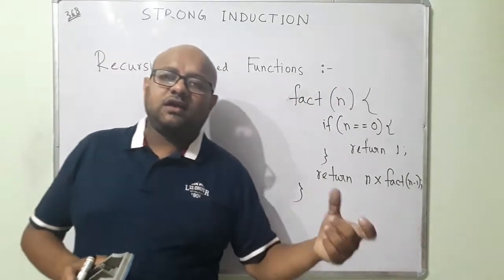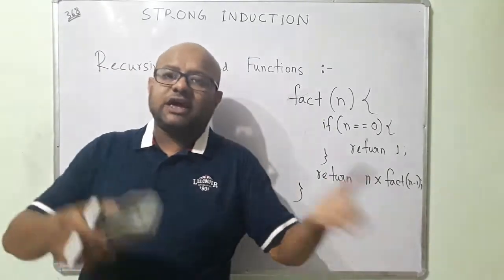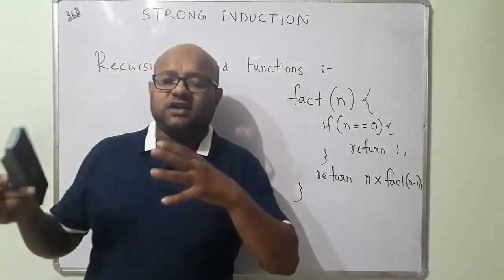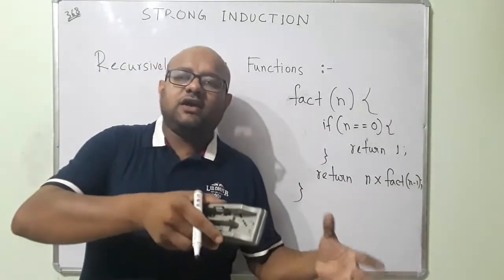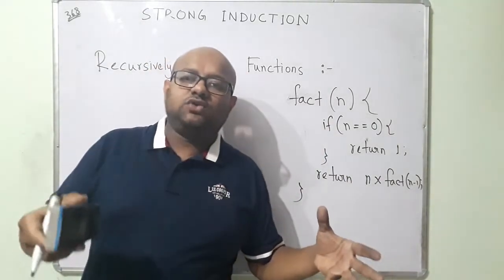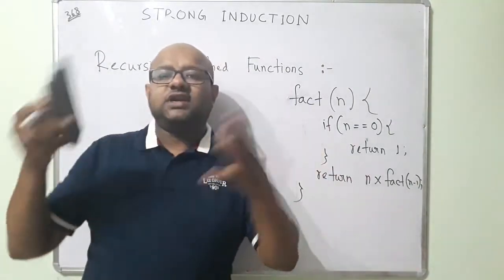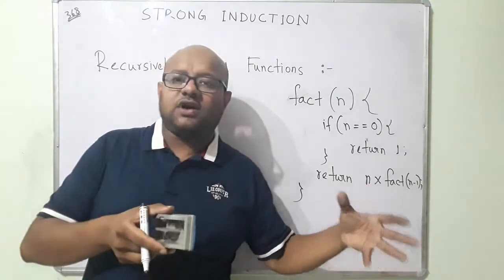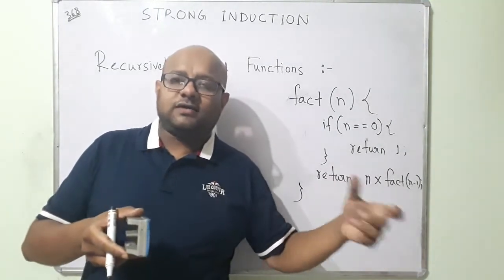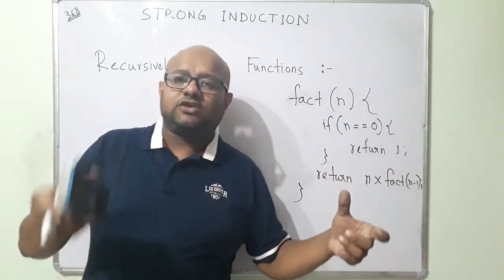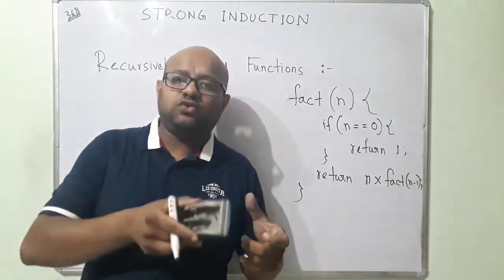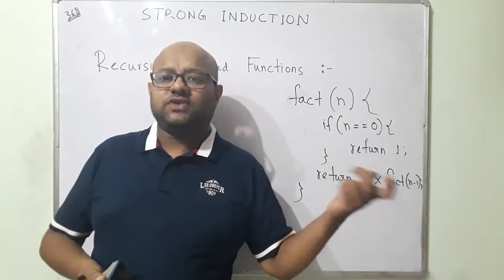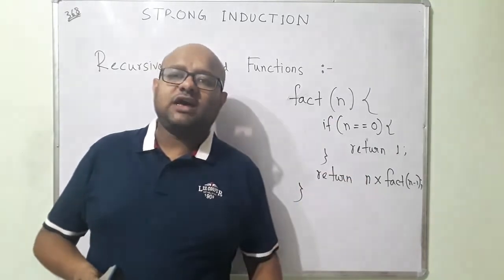Then factorial of 1 will get back this factorial of 0 equal to 1. So it will do 1 into 1 and it will return. So factorial of 2 will get back 1 into 1 equal to 1. So it will do 2 into 1 and it will return 2. So factorial of 3 will get 3 into factorial of 2, that was 2. Factorial of 2 returned 2. So factorial of 3 will return 3 into 2 equal to 6. So 6 is the correct value for factorial of 3 and that will be returned by our function.